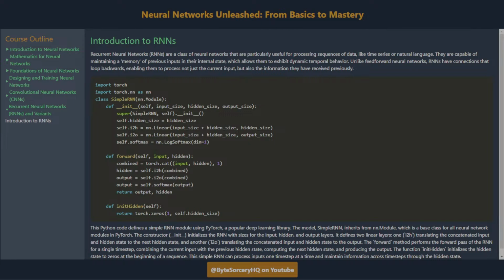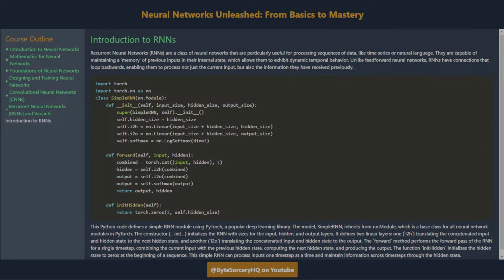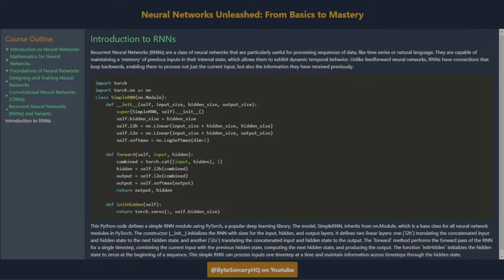Introduction to RNNs. Recurrent neural networks, RNNs, are a class of neural networks that are particularly useful for processing sequences of data, like time series or natural language. They are capable of maintaining a memory of previous inputs in their internal state, which allows them to exhibit dynamic temporal behavior. Unlike feed-forward neural networks, RNNs have connections that loop backwards, enabling them to process not just the current input, but also the information they have received previously.